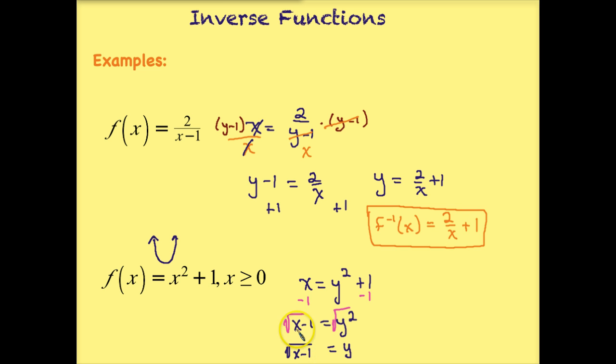Remember that normally when we're taking the square root of x, when we're solving, we would say plus or minus. But we're only going to use the plus because x has to be greater than or equal to 0. Last step, we'll go ahead and write this in function notation. So f inverse x is equal to the positive square root of x minus 1.